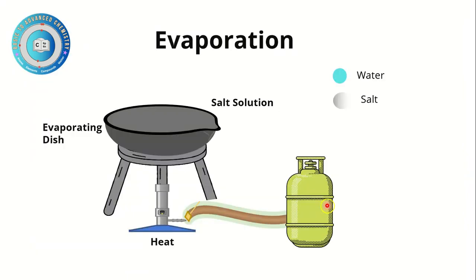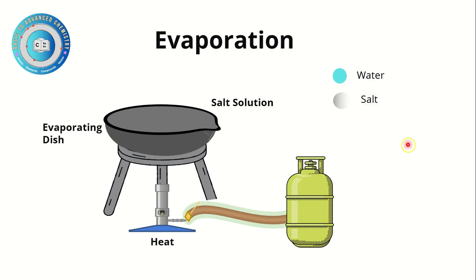Let us see the visual representation for this experiment. To conduct this experiment, we need different materials. The first one is the heating source, a tripod on which the evaporating dish will be placed. Then in the evaporating dish, we have the mixture. In this case, we have a salt solution. So for this experiment, this white ball represents salt and this blue represents water.